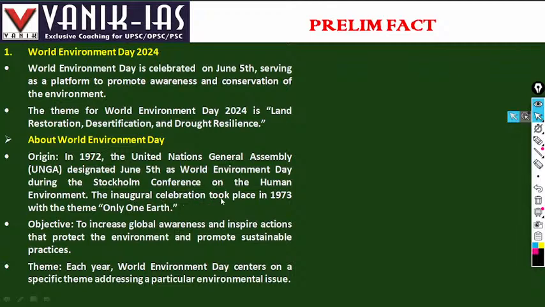The inaugural celebration took place in 1973 with the theme Only One Earth, because Earth is only one. The aim is to increase global awareness and inspire actions that protect the environment and promote sustainable practices. Each year, World Environment Day centers on a specific theme addressing a particular environmental issue.